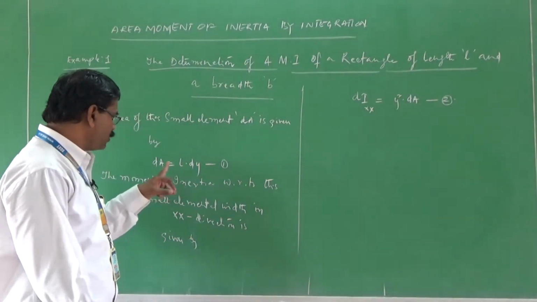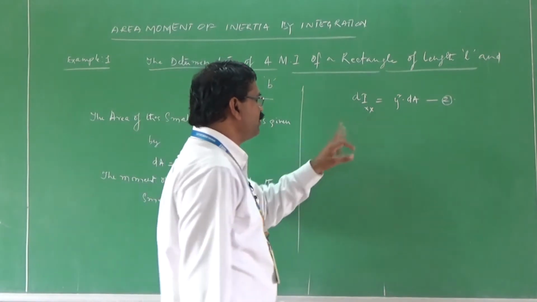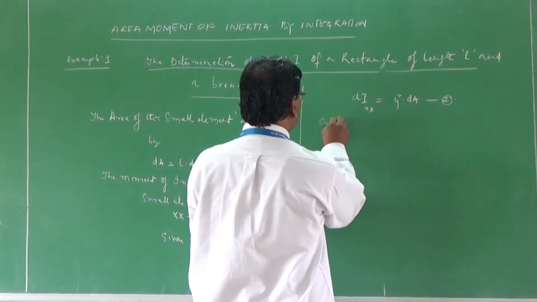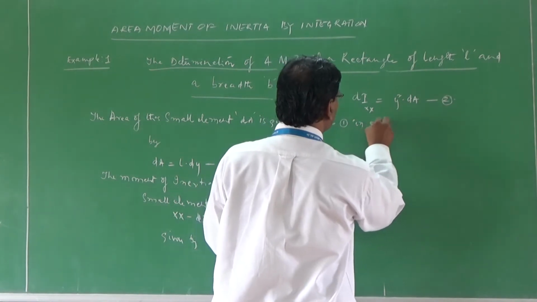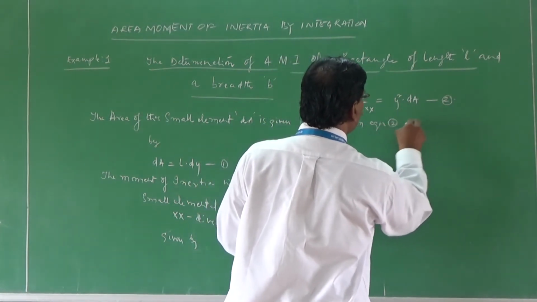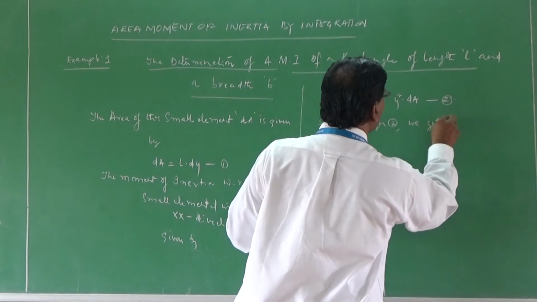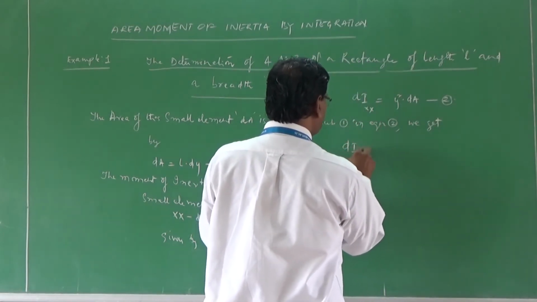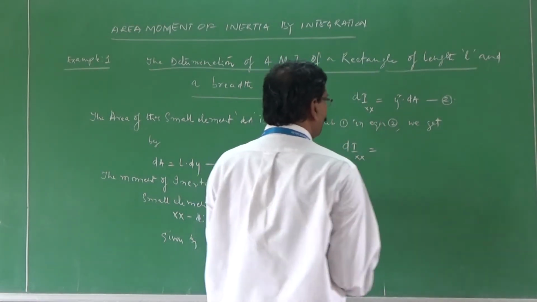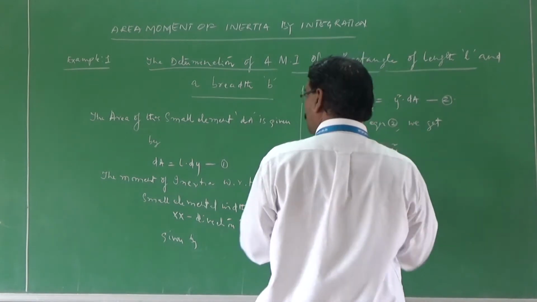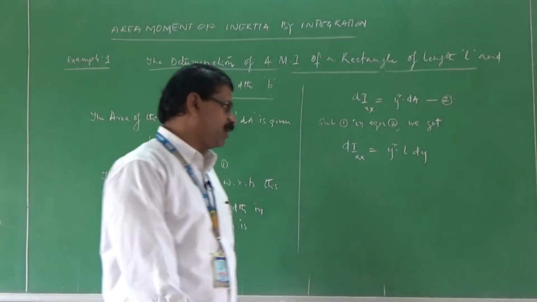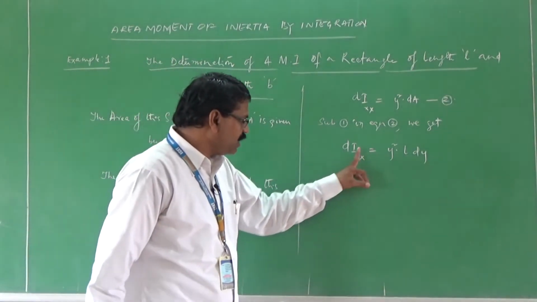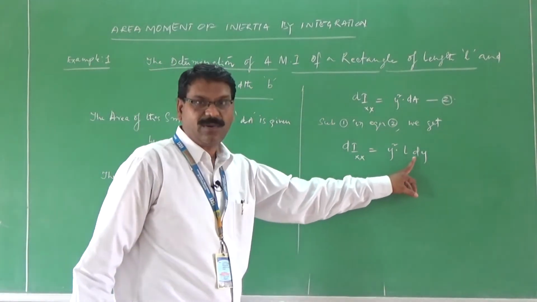Now, substitute dA in equation 2. Substitute 1 in equation 2, we get dIxx is equal to y square into L dy. Look carefully at how I am deriving this expression. dIxx is equal to y square into L dy.